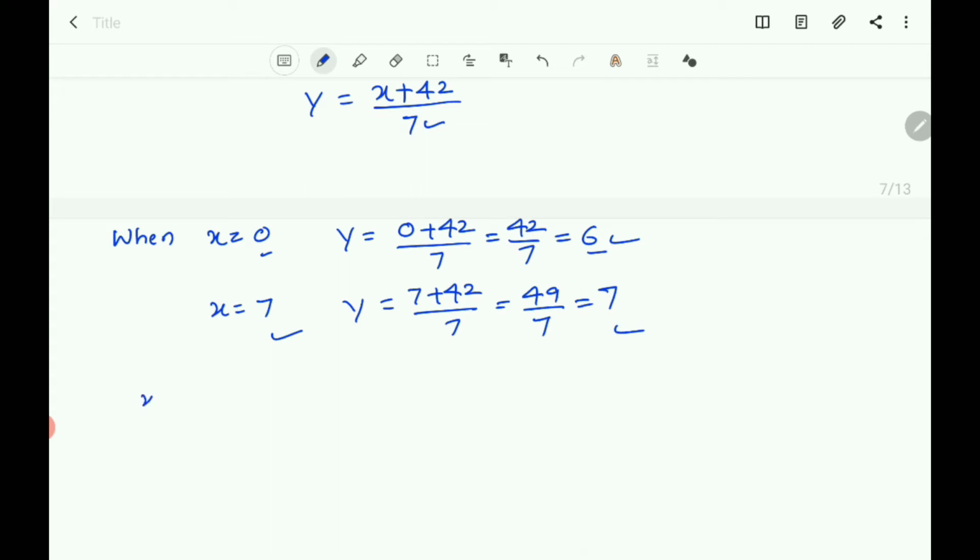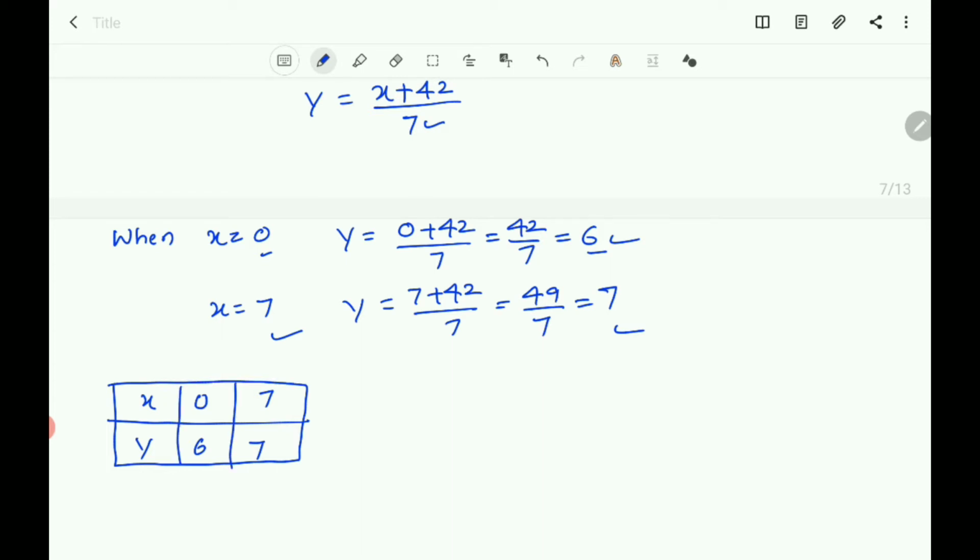So you write the columns here, x, y. Here when x is 0, y is 6. When x is 7, y is also 7. So we have the solution here. This is the solution you got here.